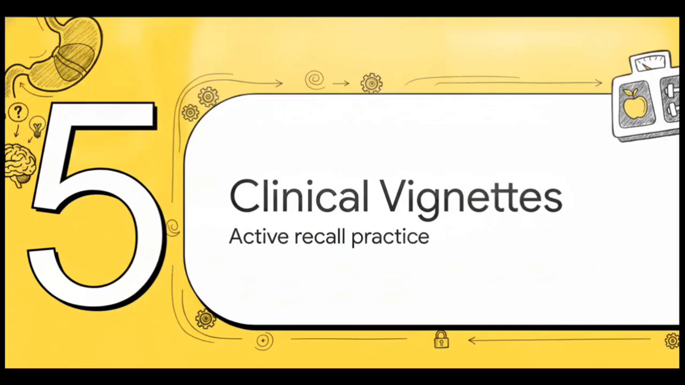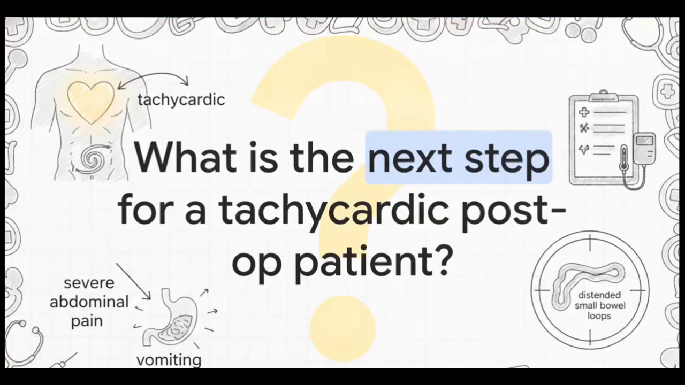Section 5. High-yield clinical vignettes. Let's lock this in with a vignette. We have a 29-year-old female, just 4 days post-bypass. She's got severe abdominal pain, vomiting, and check out those vitals. She is tachycardic with borderline blood pressure. A CT scan reveals distended small bowel loops. So, based on what we just reviewed, what is the next step in management?